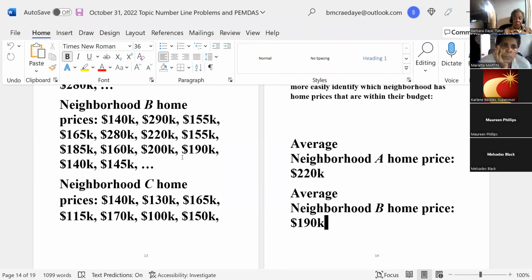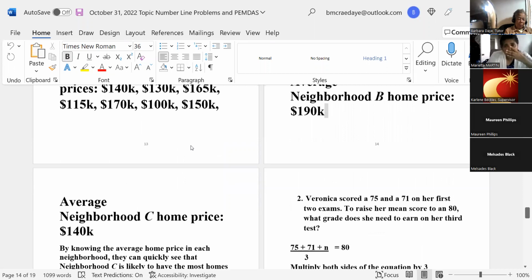Got it? It's like Maureen said, divide by the number of items. If you have 4 and 4 is 8, 10, 3, that's 13 different prices, right? Okay, I understand now. You understand? So you add up all those 13 prices and divide them by 13. That gives you the mean or the average. All right.